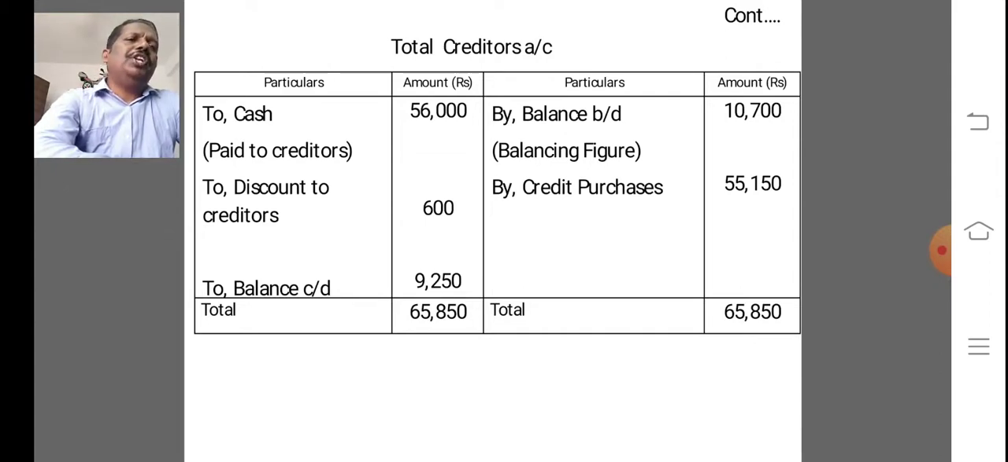9,250 is given in the problem, but in this problem opening creditors balance is missing. So for that purpose we prepare total creditors account. The balancing figure is 10,700.